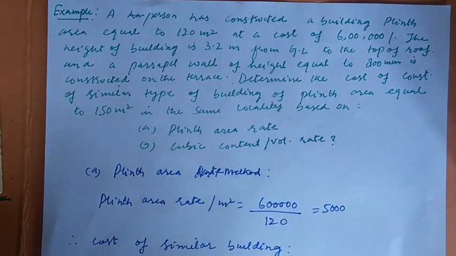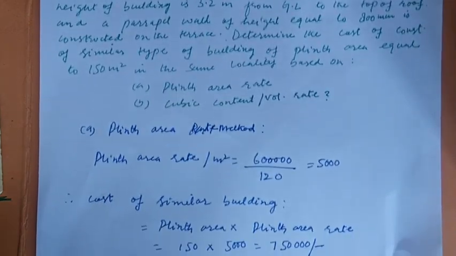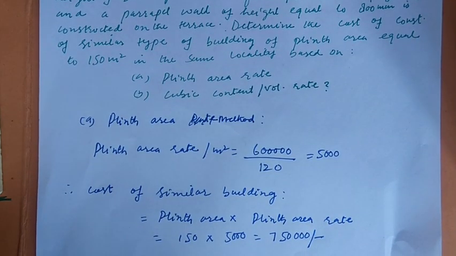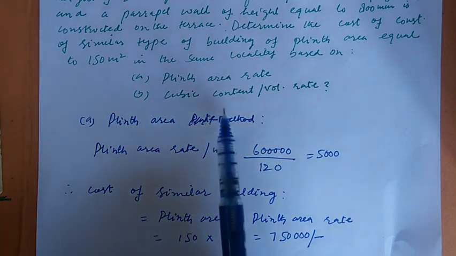So if we now have to determine the cost of the similar building, we know the plinth area, which is given as 150, and we also know the rate. So we will find out the cost of the similar building, which will be the plinth area multiplied by the plinth area rate, that is 150 multiplied by 5,000, that will be 7,50,000.